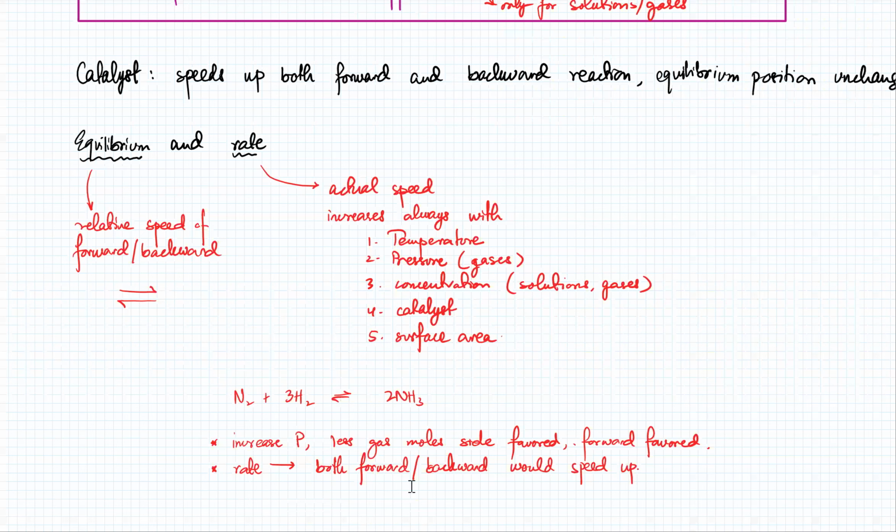So remember this small difference: whether the comment is about equilibrium or he's talking about the rate of reaction. Equilibrium is the relative speed, while when he's talking about rate, then he's actually talking about the actual speed. So if he talks about increasing pressure, no matter whether it's the forward or backward reaction, they're all going to speed up. But when he's talking about equilibrium, then the forward is the one that's going to be more speeding up. It's going to be more favored. Okay? Is the difference between these two clear? Is this clear? Yes, sir. Yes, sir. Okay.